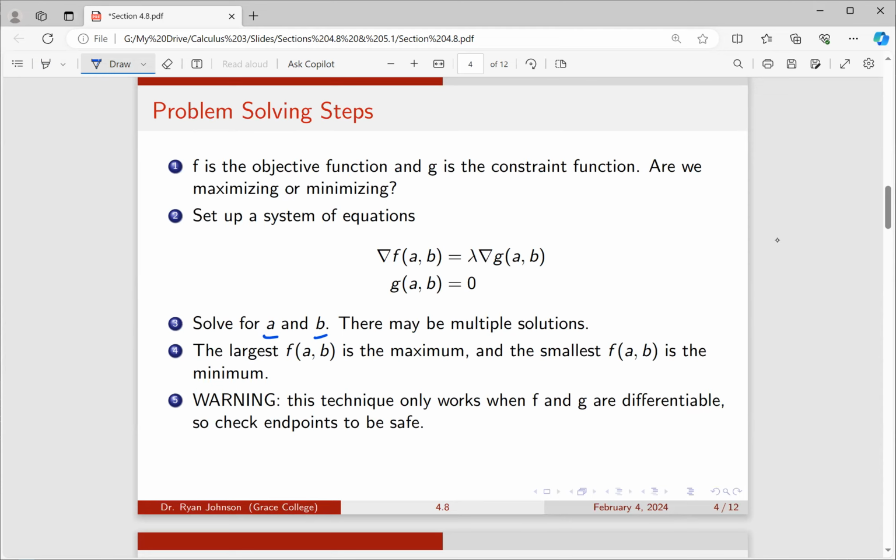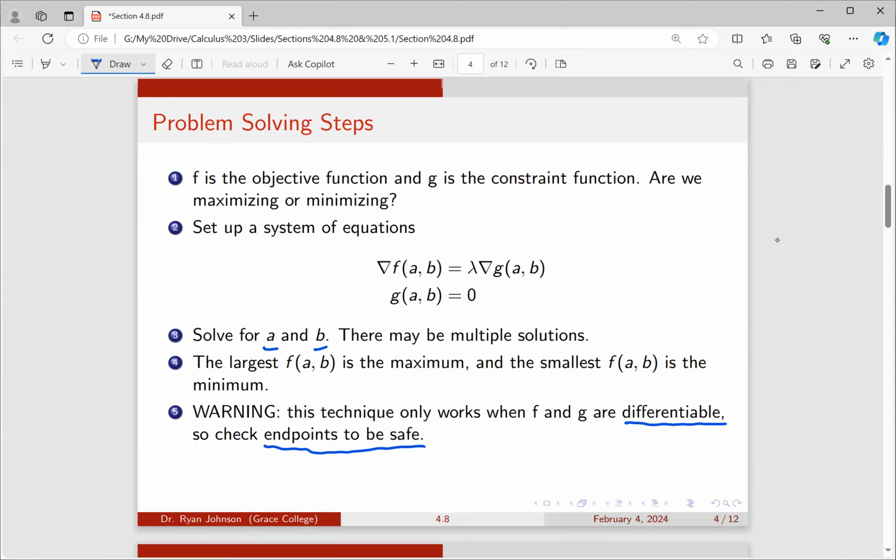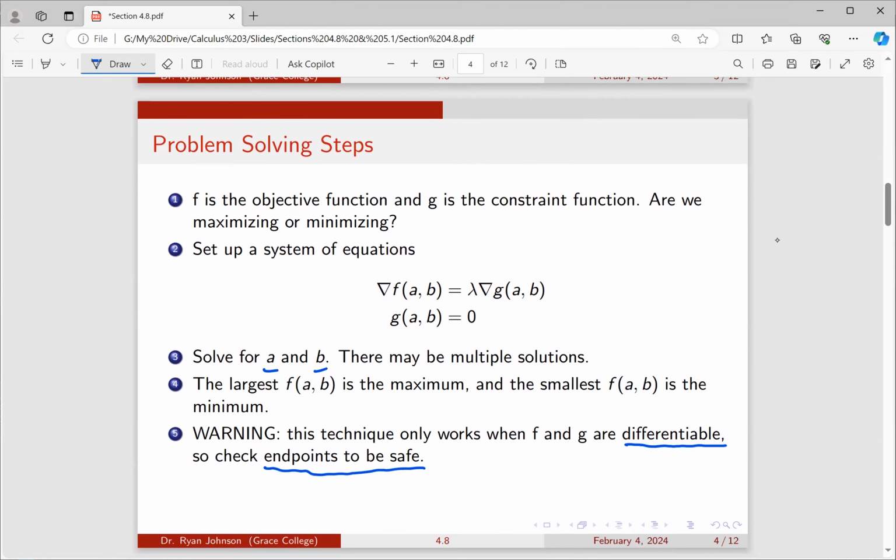We sometimes solve for lambda to get at a and b, but sometimes we don't need to solve for lambda. There may be multiple solutions. So we're really turning a calculus problem into an algebra problem. The largest function value is going to be the maximum, the smallest one will be the minimum. This only works when the functions are differentiable, so check endpoints, because sometimes your function's not differentiable at the endpoints. Always check your endpoints to be safe. Okay, that goes through the main things to look for as we do these examples.